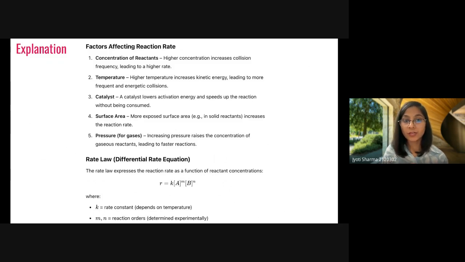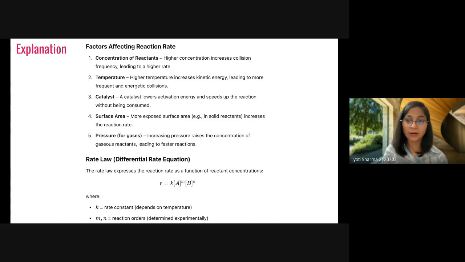Then temperature. If you have a higher temperature, it will increase the kinetic energy, and as soon as it increases the kinetic energy, the frequency of the collisions will increase, and even the collisions will be very energetic in nature. So that will also lead to a higher rate if you are increasing the temperature.